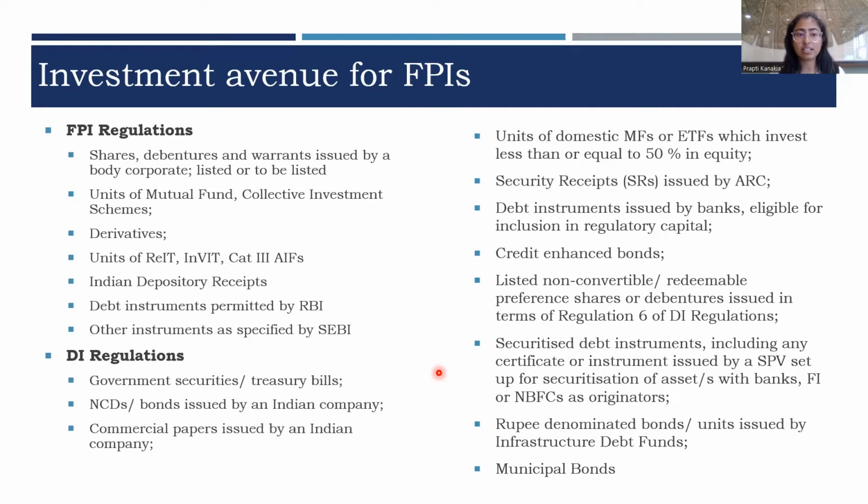And rest of the hybrid categories like units of mutual funds, collective investment schemes, REIT, InvIT, Category 3 AIFs, and instruments like derivatives and Indian depository receipts are also the securities where FPIs can invest. Now, let's understand in detail the other conditions for investing in equity and debt instruments.